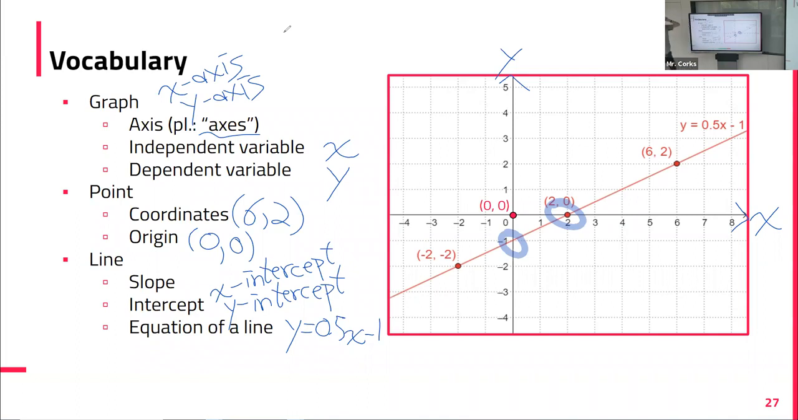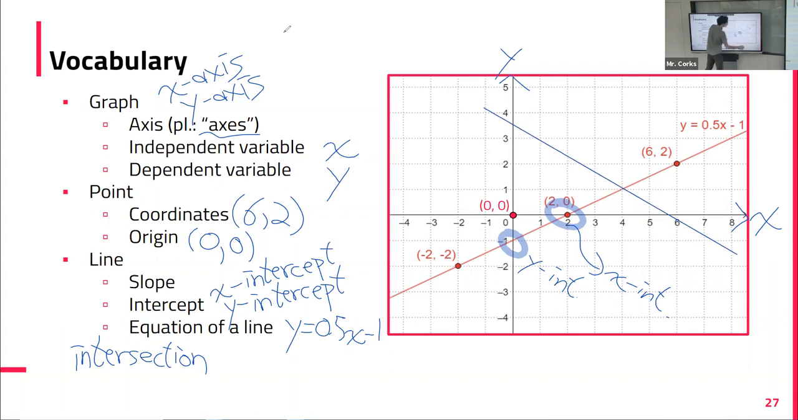So the intercepts are the places where a line is crossing one of the axes. So this is the X intercept, because this is where our line crosses the X axis, and then this is the Y intercept because it's where the line crosses the Y axis. People get confused between this and the word intersection, which look very similar and come from the same root word, but they have different meanings in the math world.